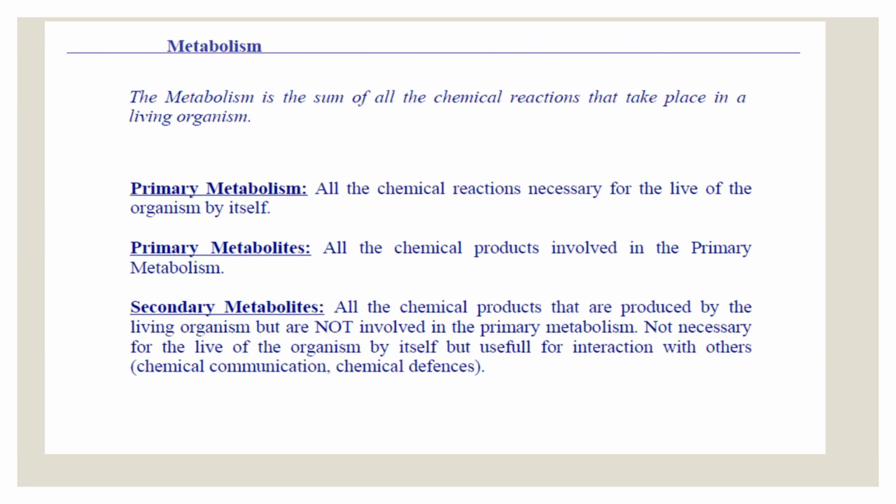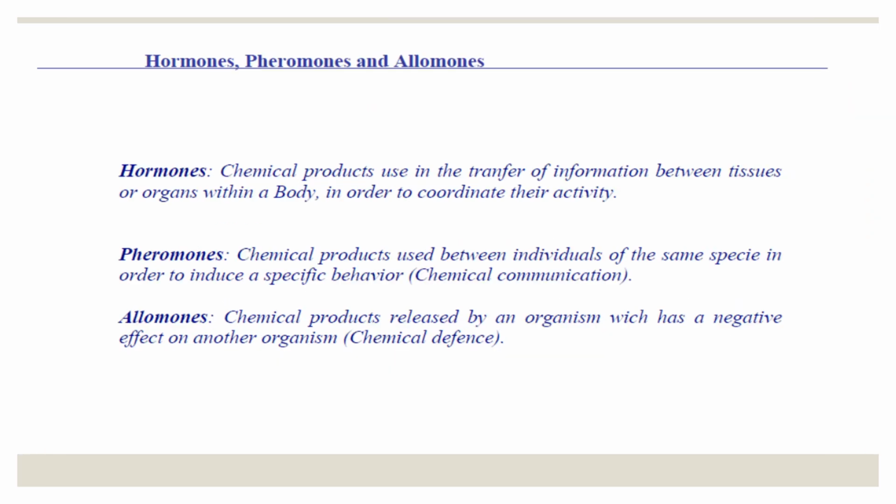Metabolism, as you know from your biochemistry concepts, is the sum of all chemical reactions that take place in living organisms, and this metabolism can be either primary metabolism or secondary metabolism. Primary metabolism means all chemical reactions necessary for the life of the organism itself, and secondary metabolites are all chemical products that are produced by living organisms but not involved in primary metabolism, and not necessarily for the life of the organism itself, but useful for interaction with each other, like chemical communication and chemical defenses. Especially phytoalexin chemistry is very crucial for defense mechanisms.